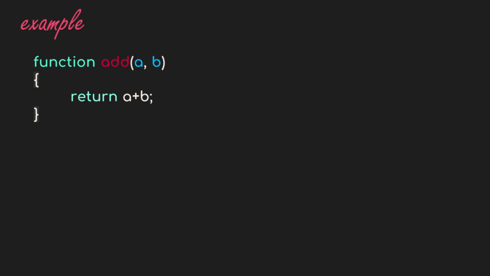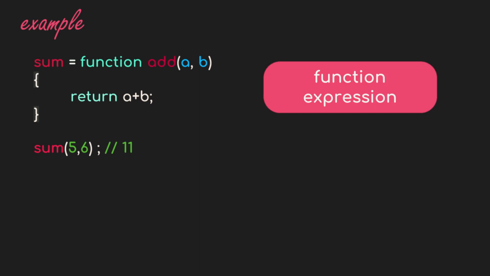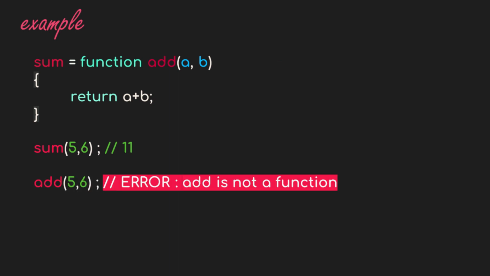Consider the same function we have used in the previous example, which is function add of a, b. This function can be assigned to another variable, say sum as displayed here. Now if you call the function using the variable sum by passing the values corresponding to the parameter, that is sum of 5, 6 as displayed here, you will get the expected result. Please note, the sum here is a function expression because sum is a variable and we have assigned a function to a variable. But if you try to call the add function, you will get an error stating that add is not a function.